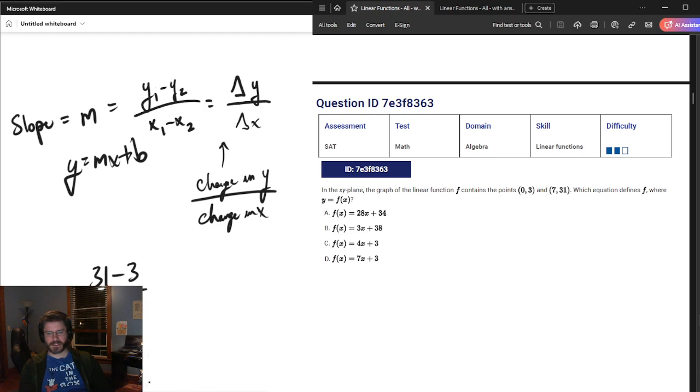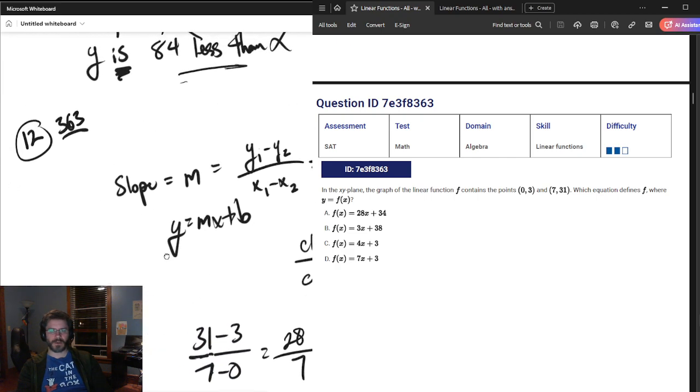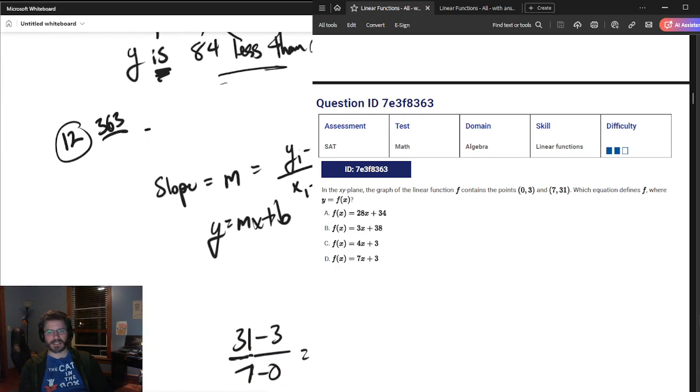Obviously, 7 minus 0 is pretty easy. That's 7. 31 minus 3 is 28. 28 divided by 7 is 4. So our slope is 4. That requires the answer to be C, because C is the only one with a slope position of m that is 4.